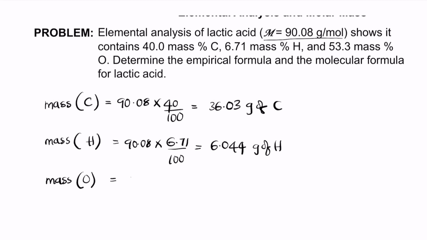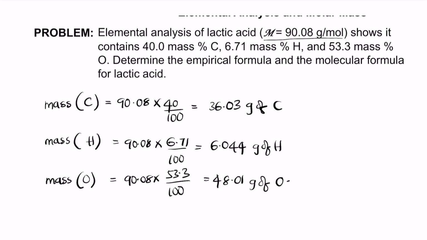Next, finally, the mass of oxygen. So that is 90.08 times 53.3 divided by 100. So 90.08 times 0.533. So that gives you 48.01 grams of oxygen. So we have calculated all the values that we need.